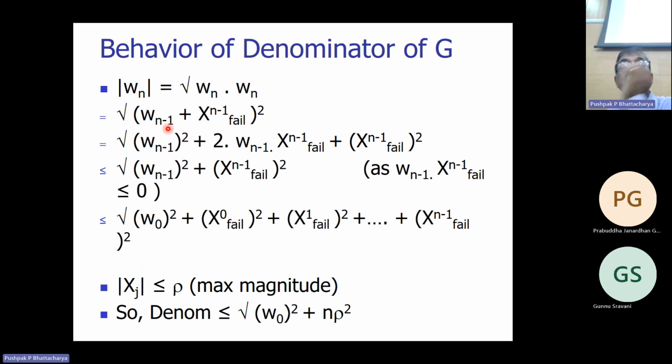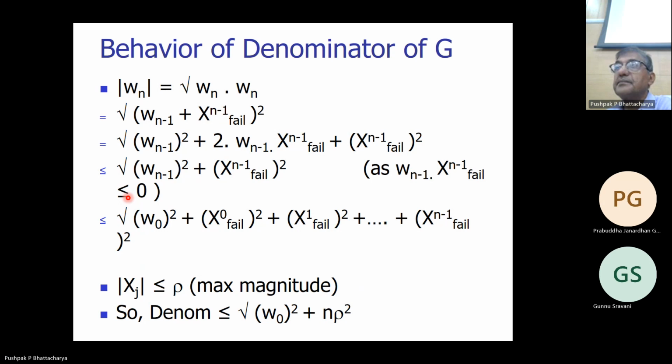So Wn minus 1 plus the failed vector squared is the expression coming from this, which is Wn minus 1 squared plus 2 into Wn minus 1 into x fail plus x fail squared, and the square root extends over the whole expression. Now this must be negative or non-positive. Okay? This must be less than or equal to 0. Therefore, this square root expression of Wn minus 1 squared plus x fail squared must be less than or equal to 0.